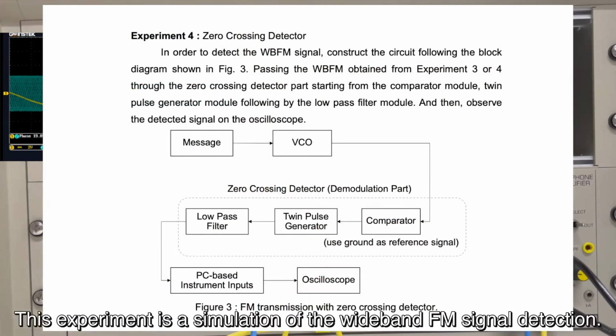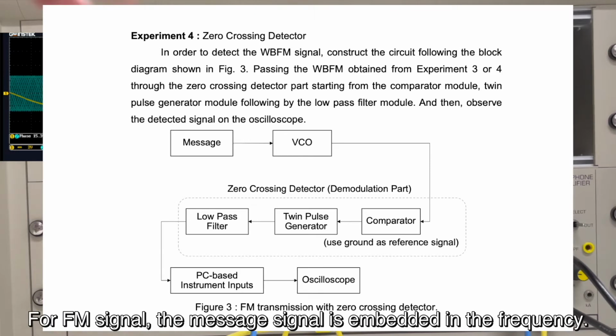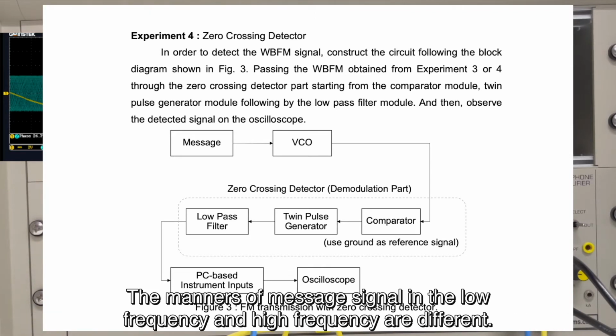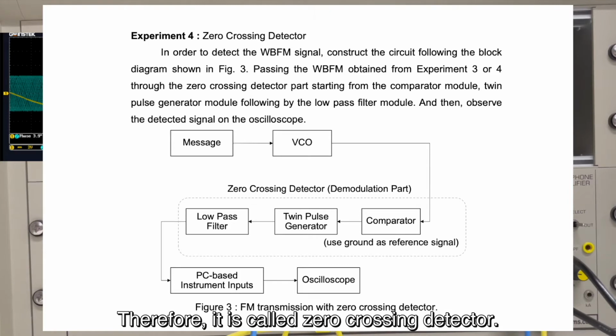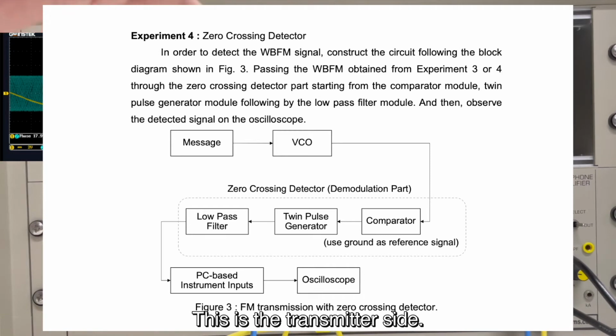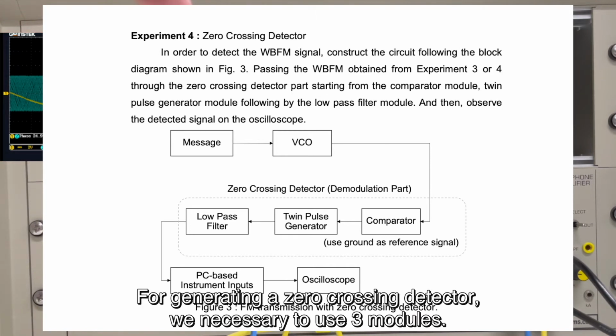This experiment is a simulation of the wideband FM signal detection. For an FM signal, the message signal is embedded in the frequency. The message signal at low frequency and at high frequency manifests differently. Therefore, it is called a zero crossing detector. This is the transmitter side. For generating a zero crossing detector, we need to use 3 modules.